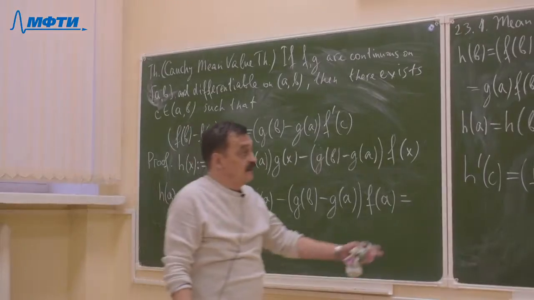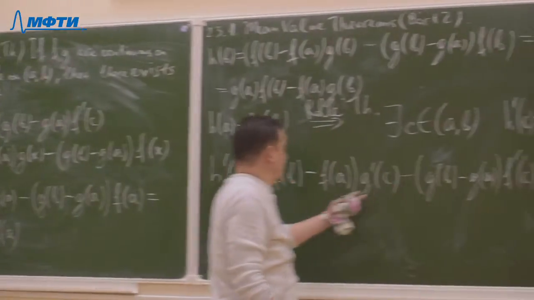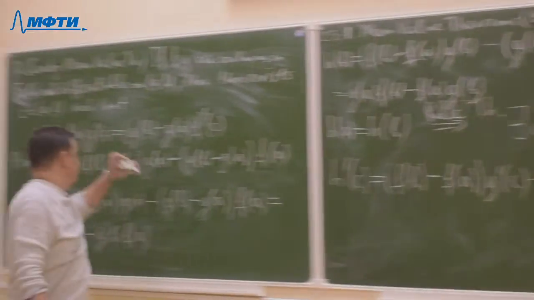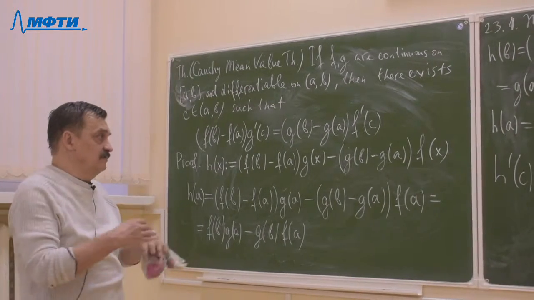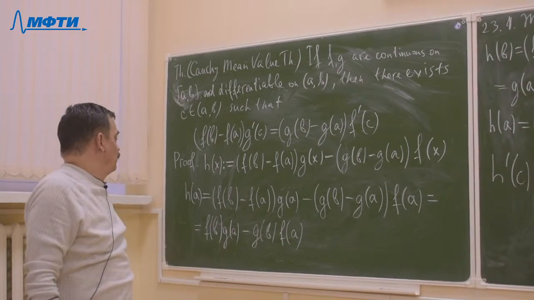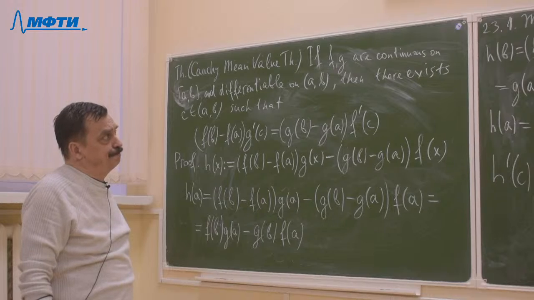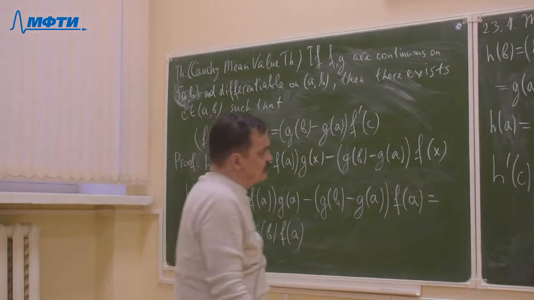And the last equality is precisely what we wanted to prove. Just put it in different sides of the equality sign. So the proof is completed.